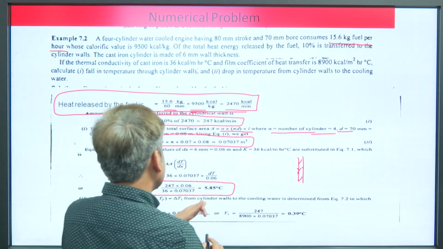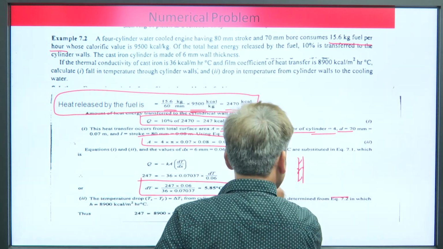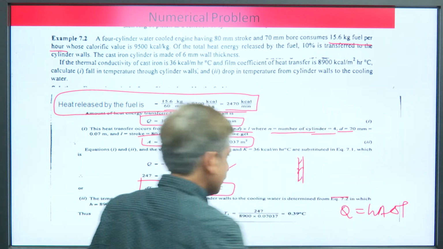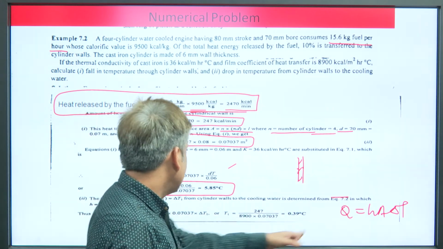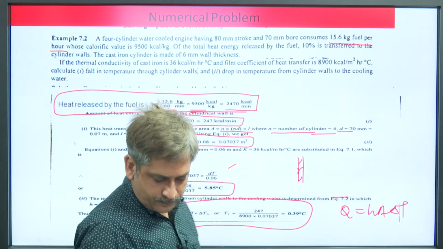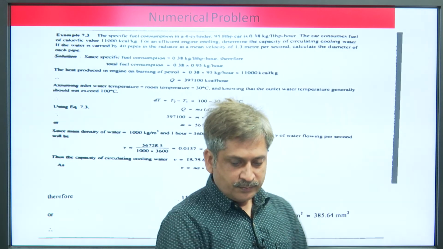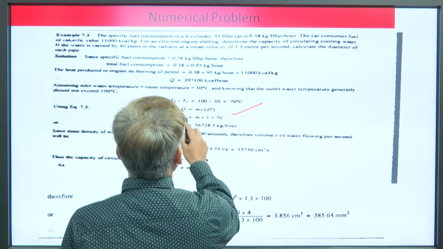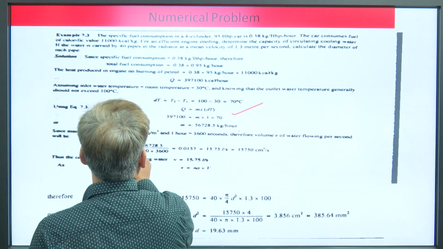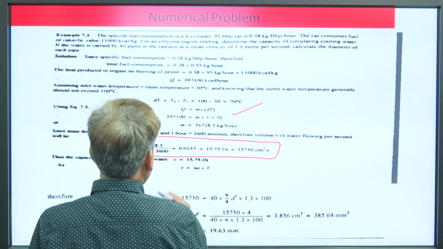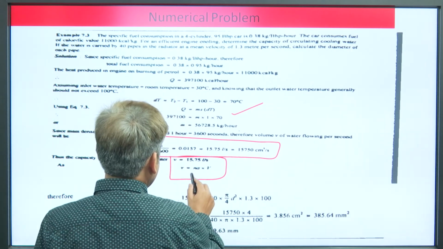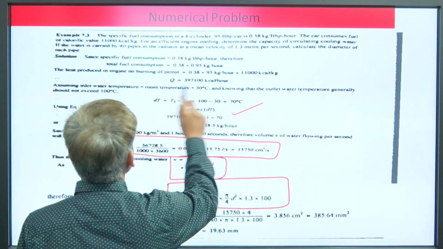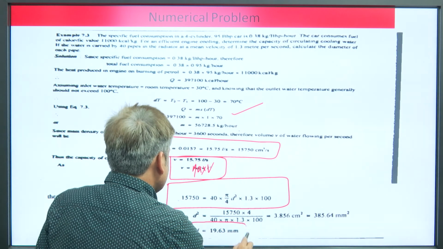Now, the temperature drop from the cylinder wall to the cooling water is determined from this equation, in which H is the heat transfer coefficient: Q is equal to H A delta T. With the help of this you can evaluate the value of delta T. Similarly, we can solve the problem here. We apply the equation for heat carried away by the water, Q is equal to m s delta T, and the volume is calculated by the formula rho into V. Because we have taken 1.5 times extra, V is equal to N A into V. Putting in all the values given here, the diameter comes out to 19.63.